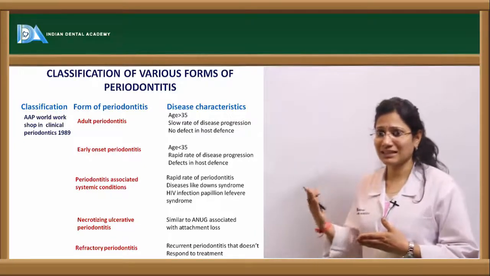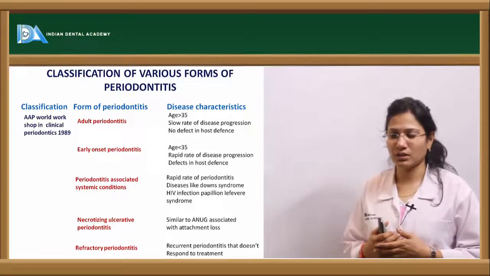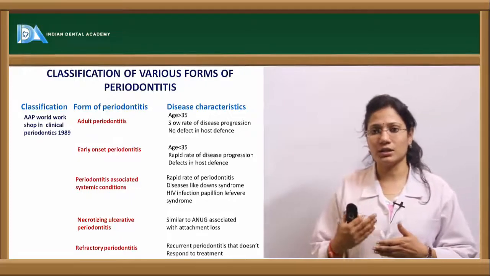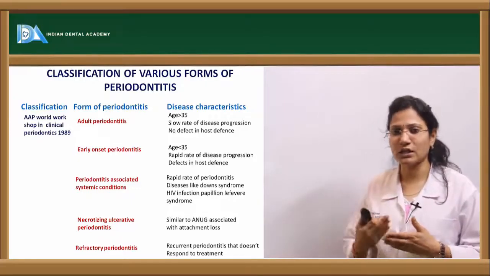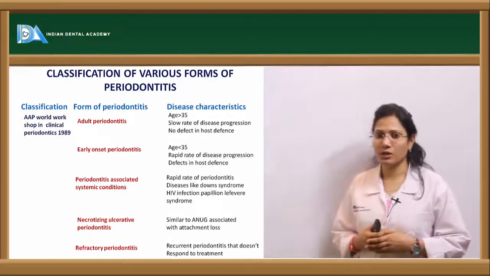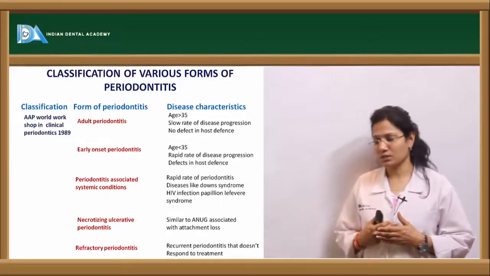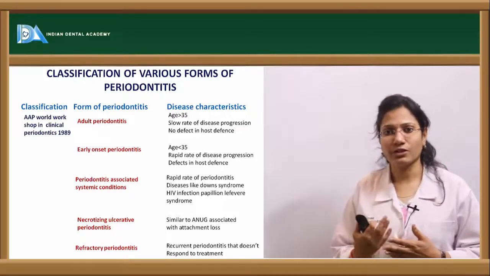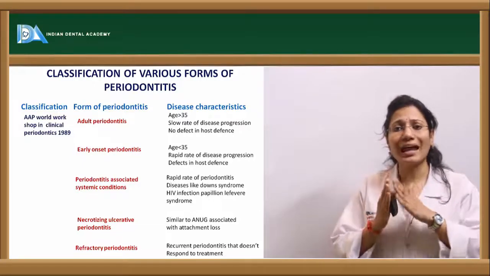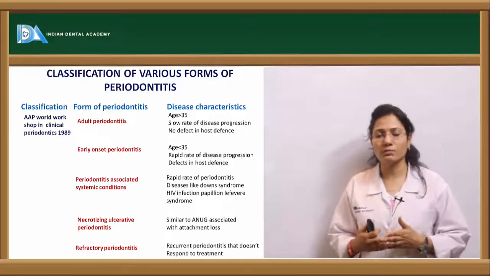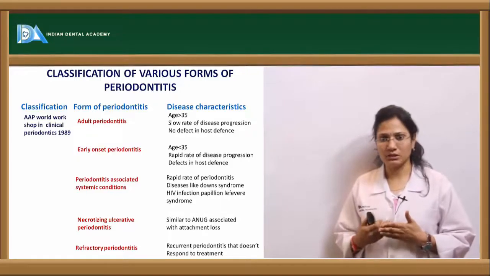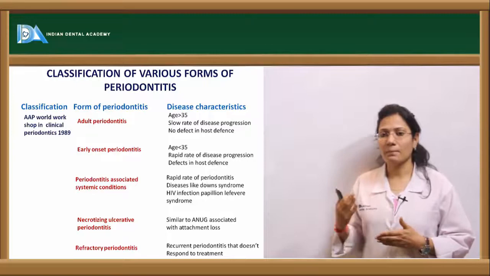The next category is necrotizing ulcerative periodontitis. This form of disease is similar to ANUG, which is associated with attachment loss. ANUG is nothing but acute necrotizing ulcerative gingivitis. When it progresses to involve the attachment apparatus, it is called necrotizing ulcerative periodontitis. The last category is refractory periodontitis. Refractory means a form of periodontitis that does not respond to any kind of treatment. You do any kind of treatment, the patient is not responding, and is still suffering from periodontal disease. This category is called refractory periodontitis.